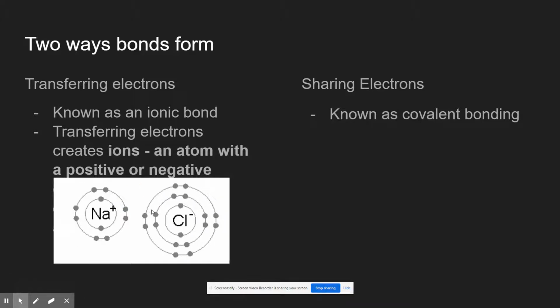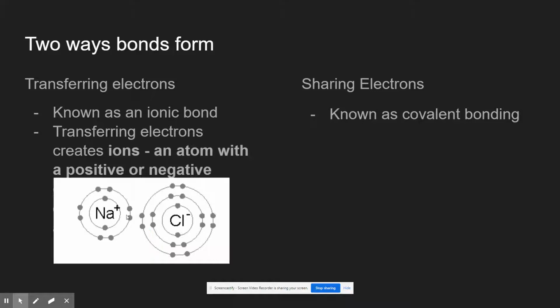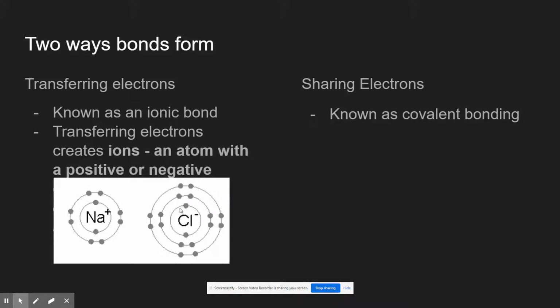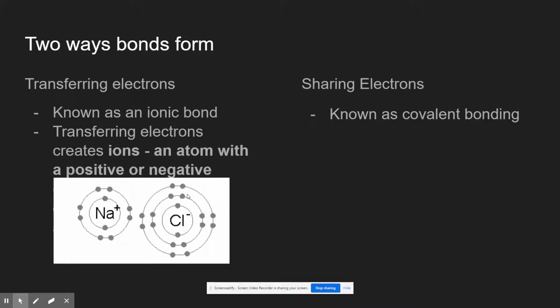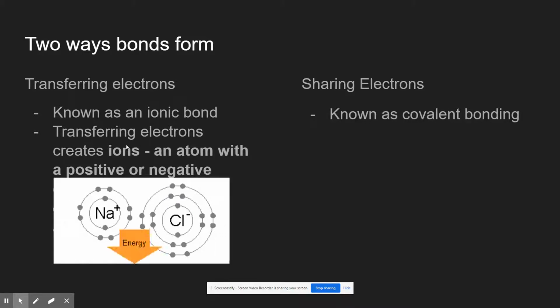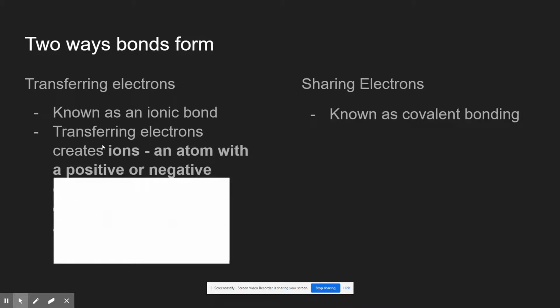And what happens in an ionic bond is those opposite charges attract. So that positively charged ion that is created will attract to the negatively charged ion. Those opposite charges attract. That's why it's called an ionic bond. They become ions and then they bond. It helps to know what an ion is because they become ions first.